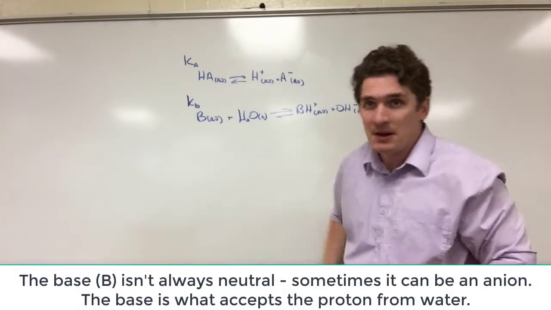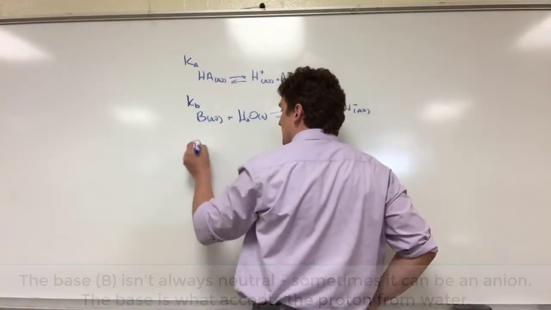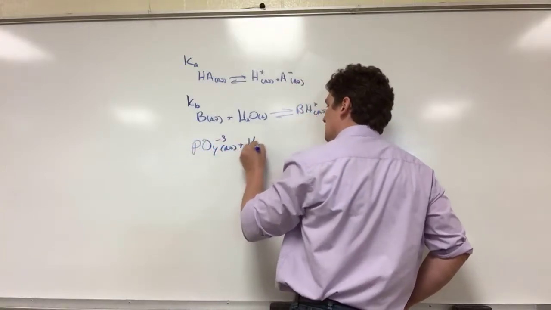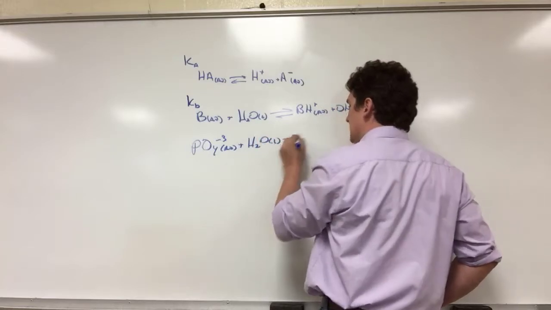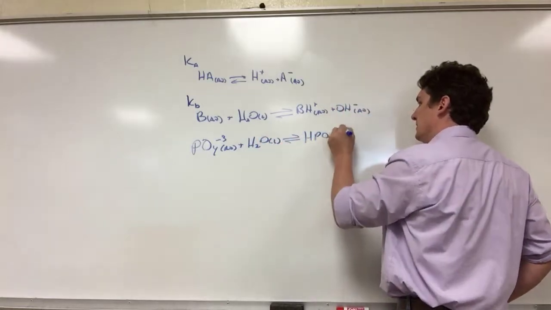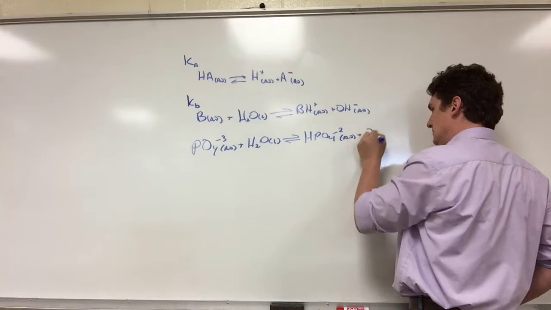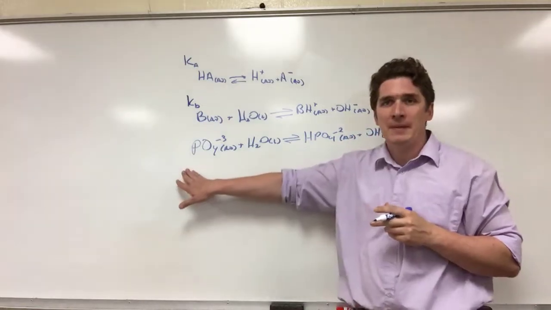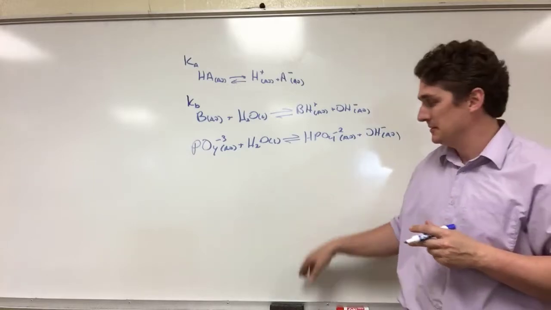Now, don't get locked into the trap of thinking that the B has to be neutral. The base can actually be a polyatomic ion like phosphate. So PO4 minus 3 aq plus H2O liquid goes back and forth to HPO4 minus 2 aq plus OH minus aq. The point is our base gained a hydrogen as it went across.